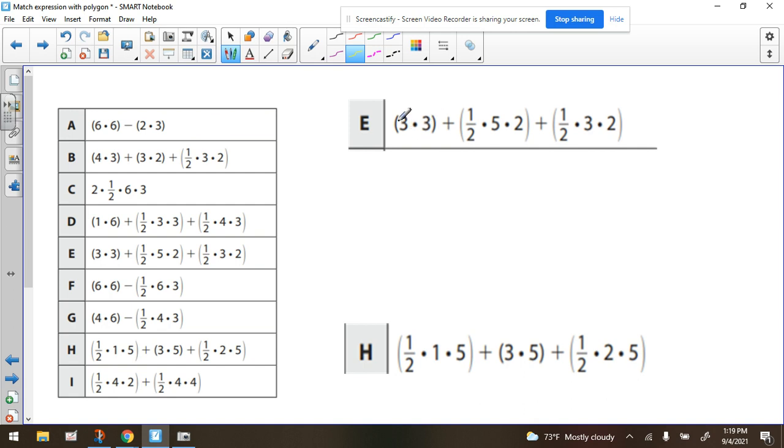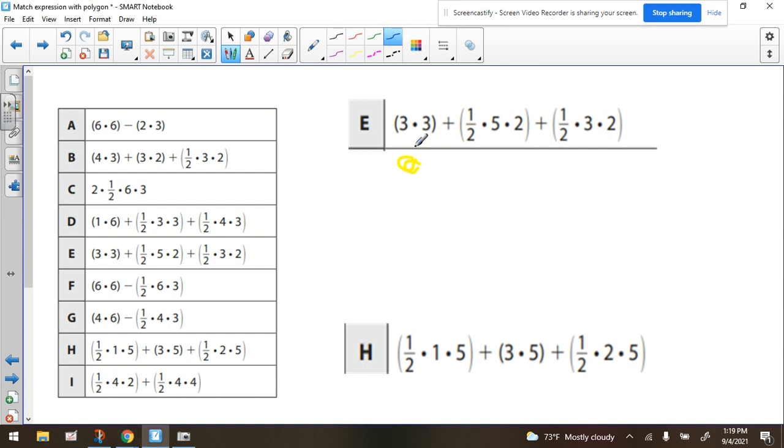So if we look at E as an example, we know 3 times 3 is 9. Let's use a different color there. Let's try to use blue. And if we simplify this, we can do 5 times 2 in our head, which is 10, and half of 10 would be 5. And we can do 3 times 2 in our head, which is 6, and half of 6 would be 3. So when we simplify this, we just really need to add 9 plus 5 plus 3, and we get 17. So I'm just going to put this equals 17 next to it.